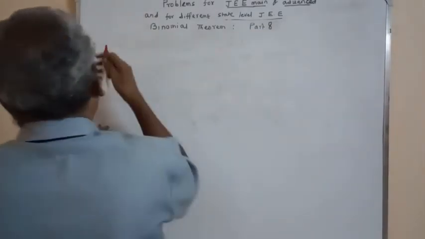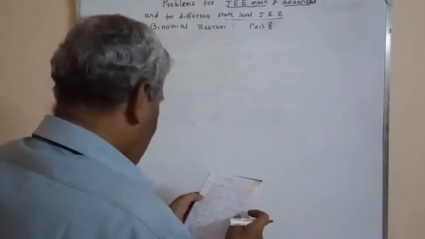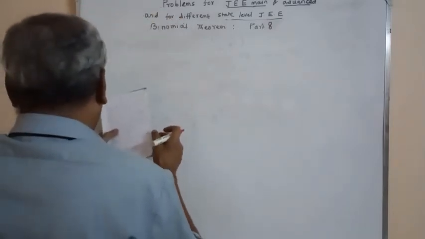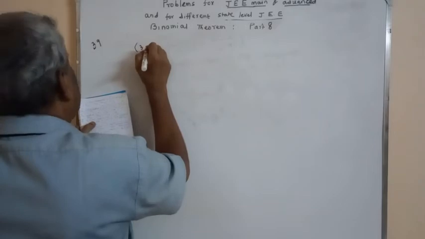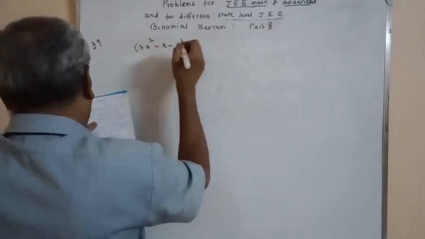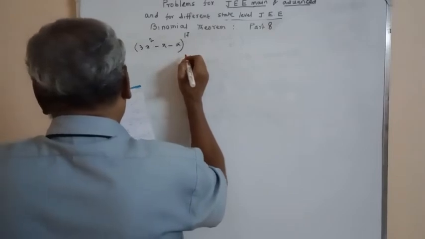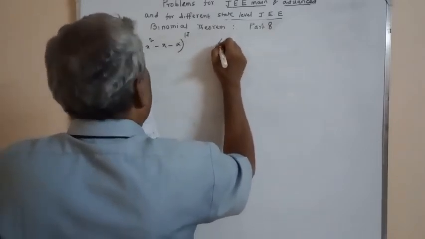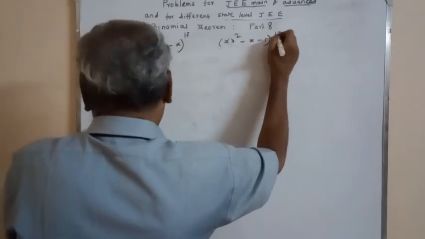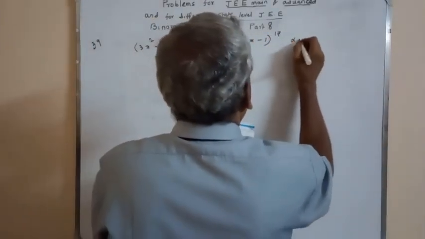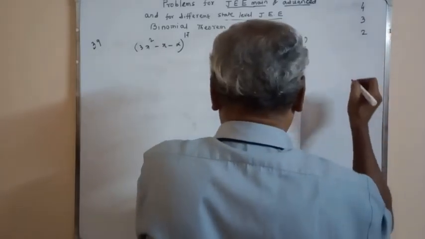Problem number 39. The sum of coefficients of (3x² − x − α)^17 is equal to the sum of coefficients of (αx² − x − 1)^17. Then α is equal to: 4, 3, 2, 1.